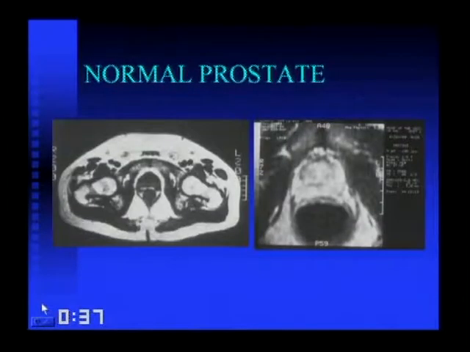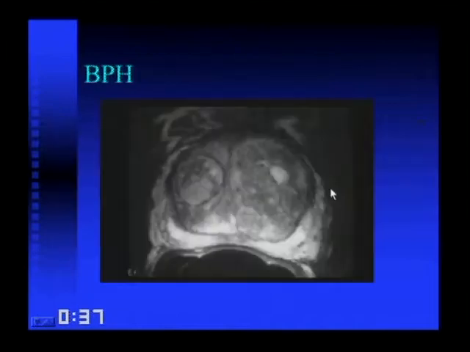Just quickly, normal prostate, here's T1. Notice everything's the same signal intensity. T2 scan, you can see the central zone a little darker, and the peripheral zone of the prostate is normal bright signal. This is BPH, benign prostatic hypertrophy. Notice the lobular, heterogeneous, nodular appearance of the central gland. Here you can see the peripheral zone nicely outlined and of bright signal.